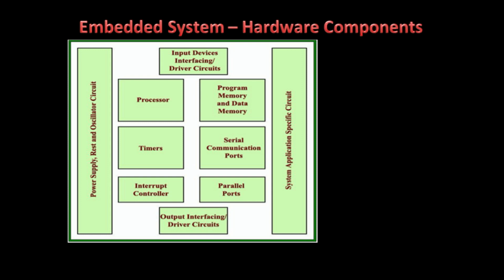The number of hardware components are: power supply, reset and oscillator circuit, input devices, processor, program memory and data memory, timers, interrupt controllers, output interfacing circuits, parallel ports, serial ports, and system application specific circuits. These all are the building blocks of our embedded system. Let us see the components one by one.